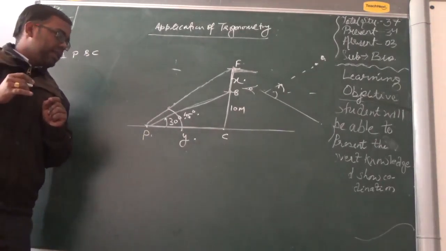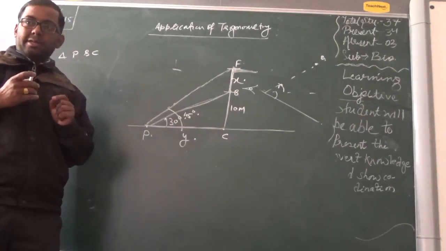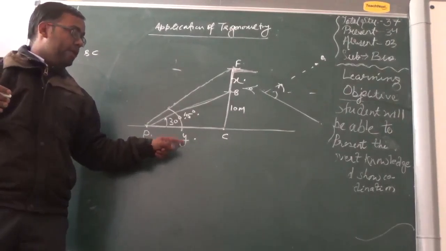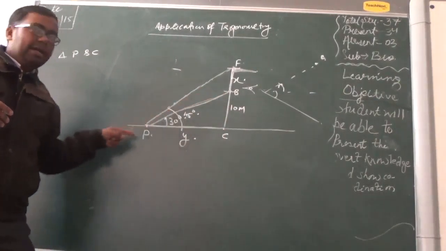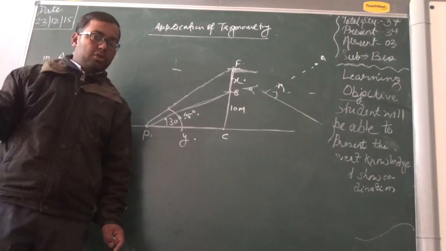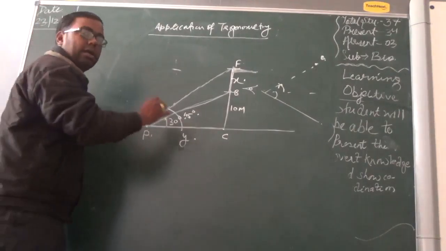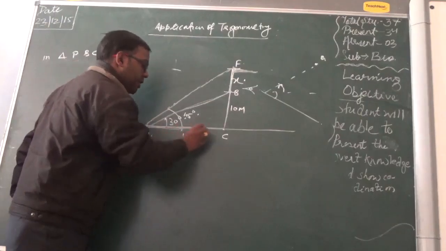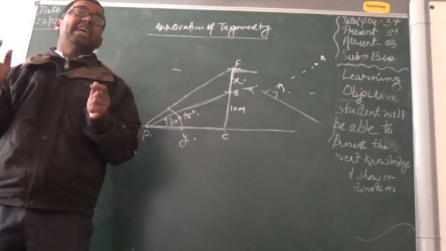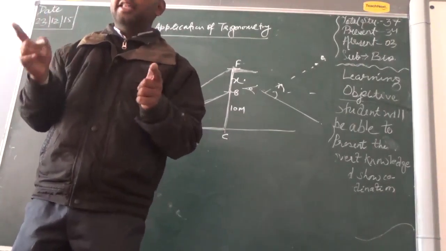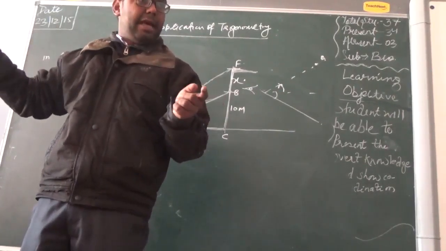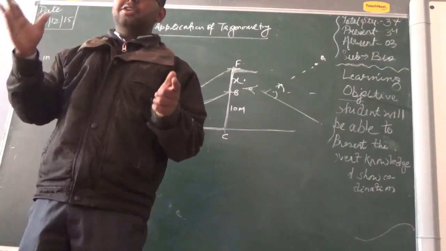in triangle PBC. You need the calculation between perpendicular and base only, because there is no requirement of the hypotenuse. The question has not asked anything about the hypotenuse. So only you need perpendicular and base. Perpendicular this one, base this one. What is the formula relating perpendicular to the base? Tan theta. Sin theta is perpendicular upon hypotenuse, cancel. Cos theta is base upon hypotenuse, cancel. There is no need for the hypotenuse here. Tan theta is equal to perpendicular upon base.